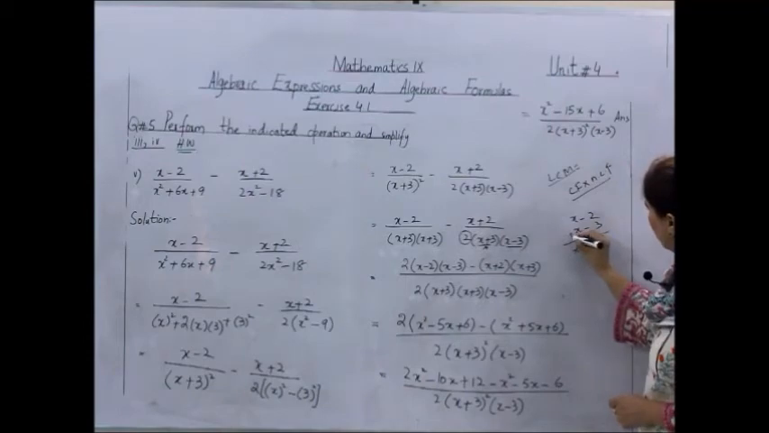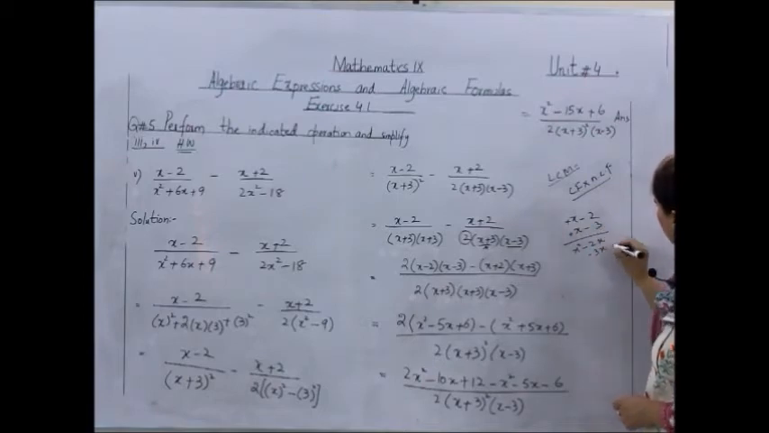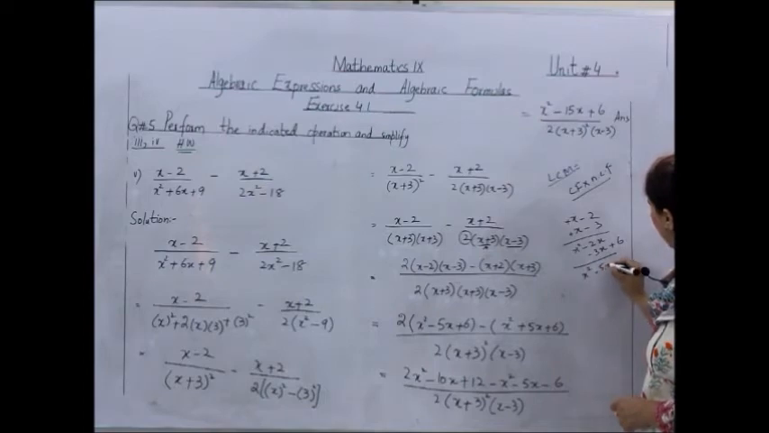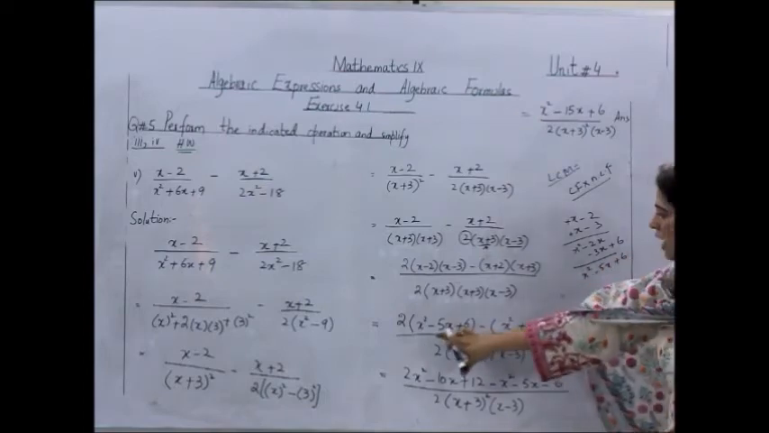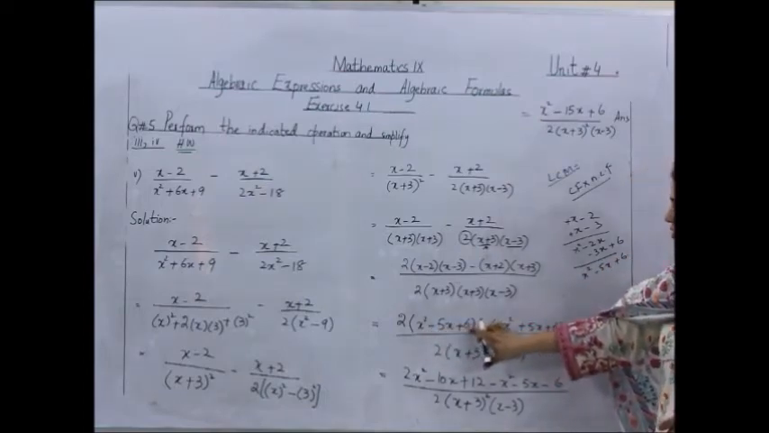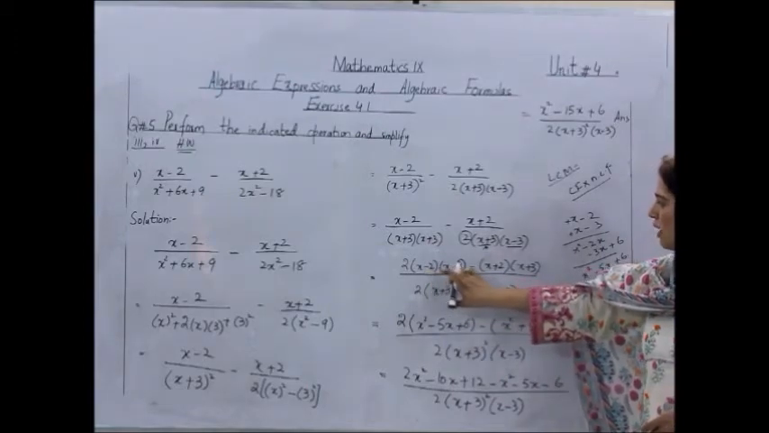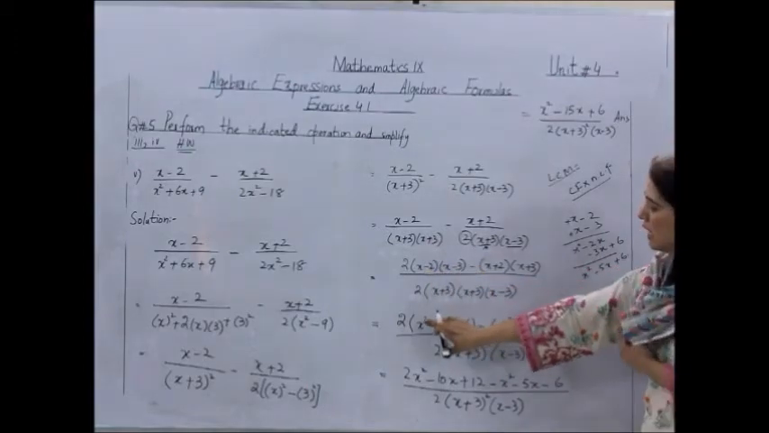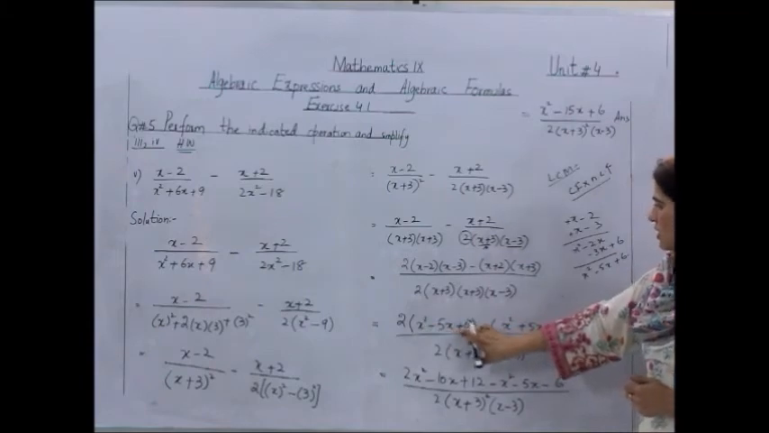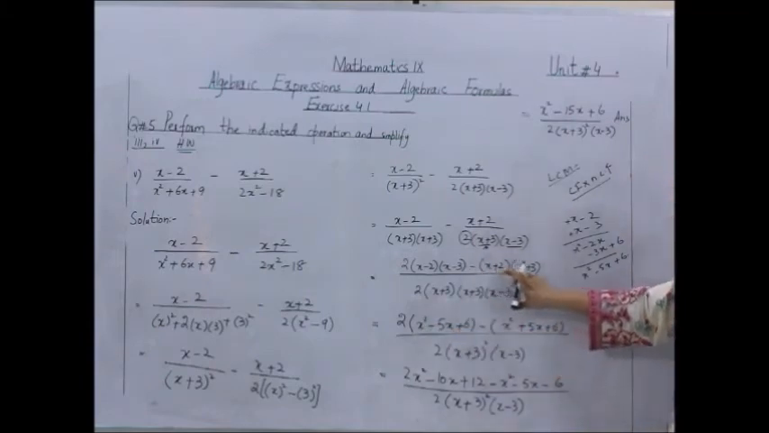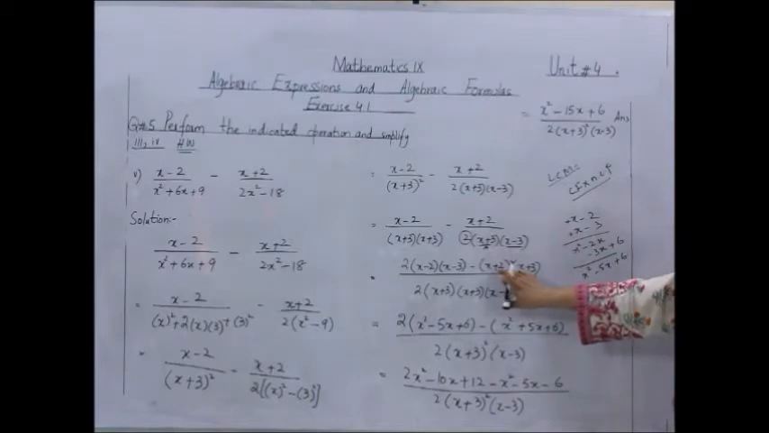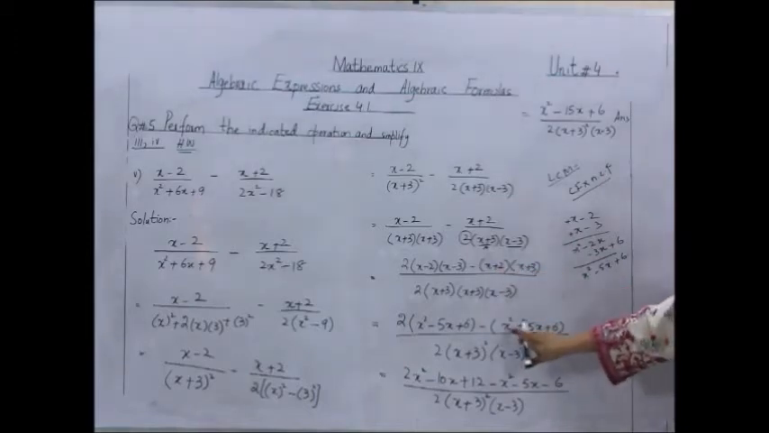x square minus 2x minus 3x plus 6. x square minus 5x plus 6. When you multiply x minus 2 with x minus 3, you will get x square minus 5x plus 6, minus x plus 2 times x plus 3. When you multiply x plus 2 with x plus 3, you will get x square plus 5x plus 6.